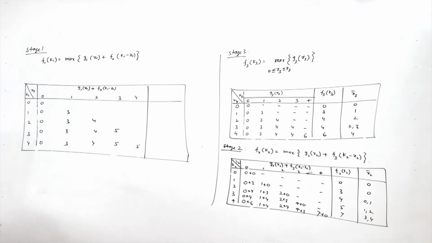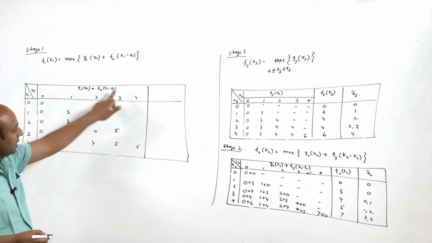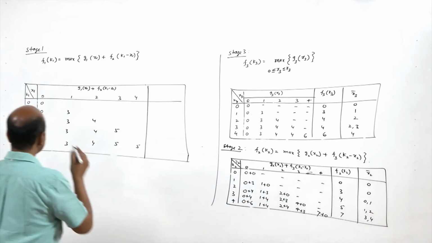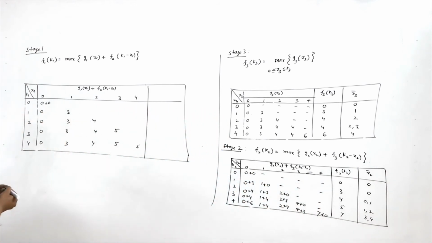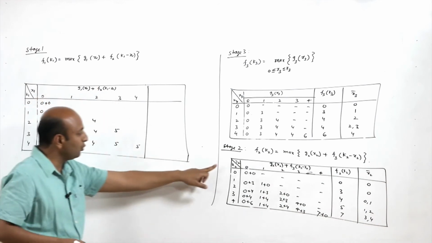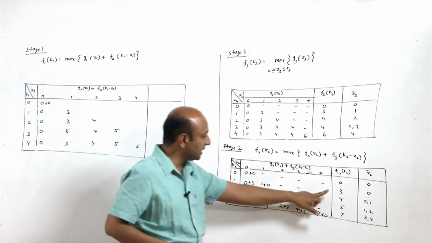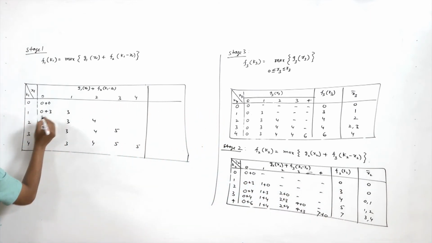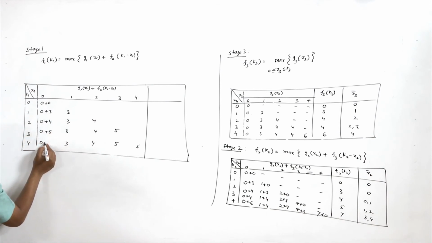So, if it is 0, then 0 minus 0 is 0. So F2 at K2 equal to 0 is 0, so it is plus 0. Again, when it is 1 minus 0, F2 at 1 is 3. So it is 3 plus 3, 2 minus 0 it is plus 4 again, plus 5, plus 7.